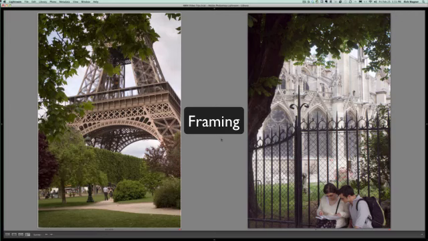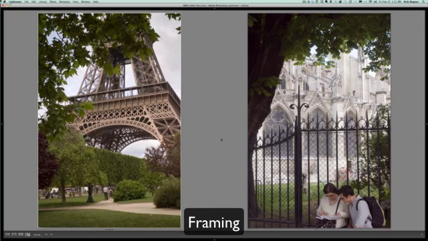And finally, try and frame your subjects. Use something in the foreground to frame something in the background, or something surrounding your subjects to give them a context in the real world.